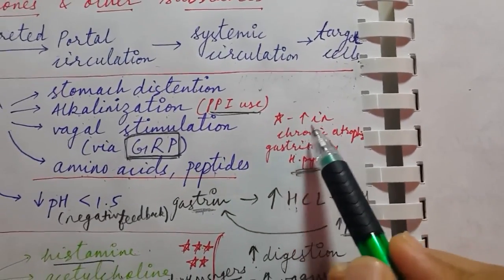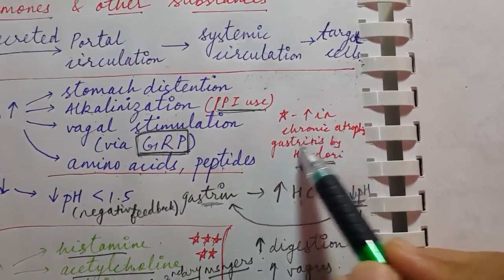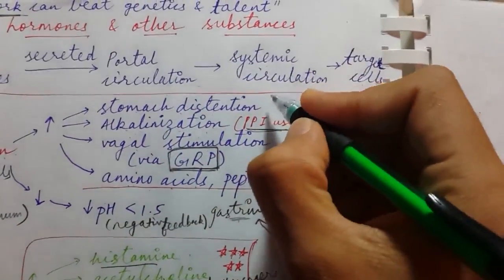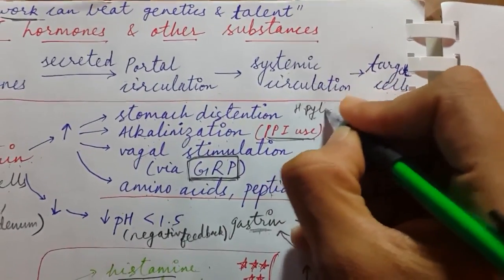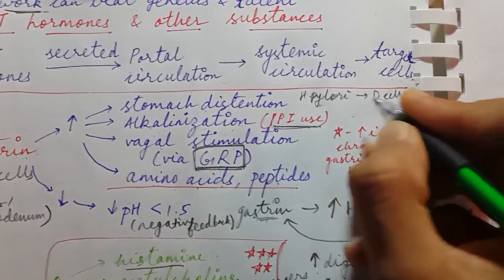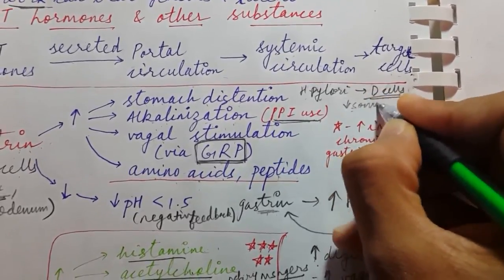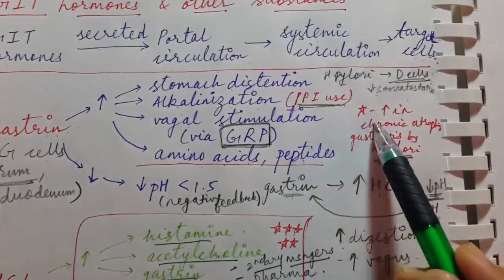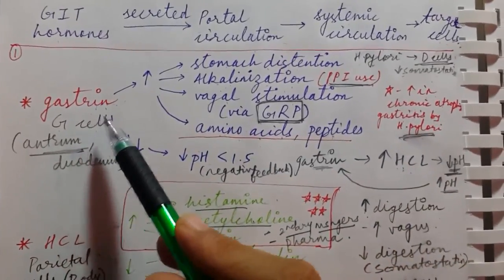Now there is one thing: gastrin production increases in chronic atrophic gastritis caused by H. pylori. How does this happen? Let's discuss that. H. pylori destroys the D cells, and when it destroys the D cells, there is a decrease in production of somatostatin, and whenever somatostatin decreases, the production of gastrin increases. So this is the mechanism by which H. pylori causes an increase in gastrin production.